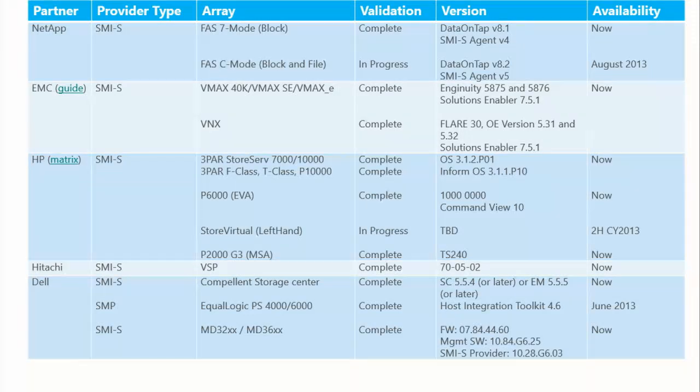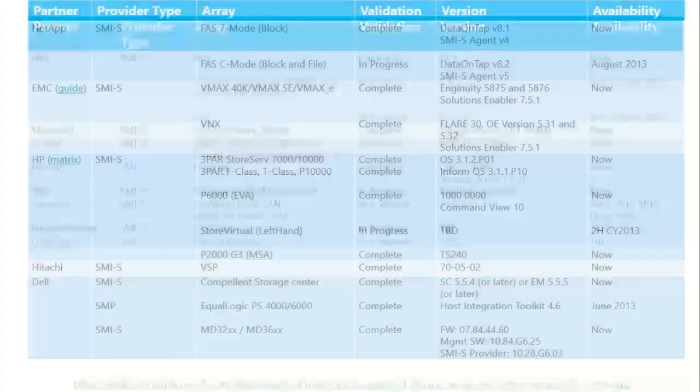NetApp, EMC, HP, Hitachi on this slide, and Dell, and all of the different versions. This is actually an ask from all of you to make sure that I include the version number. So I reached out to all the partners, and anybody that could tell me, I made sure to put it there. For example, the NetApp C-mode provider is in progress. A lot of customers have been asking me about HP LeftHand or StoreVirtual, so that's up there as well. We have the Dell EqualLogic supported, coming June 2013. And then we've got a few others.